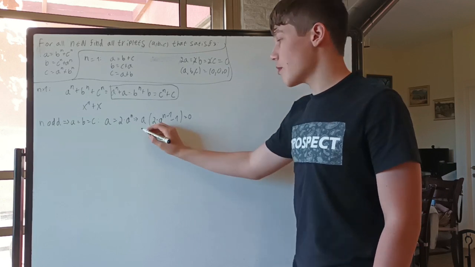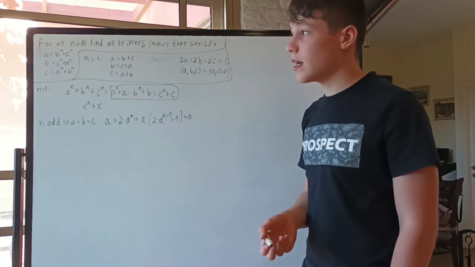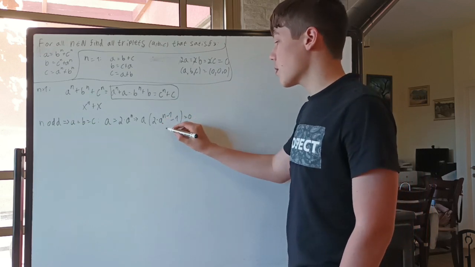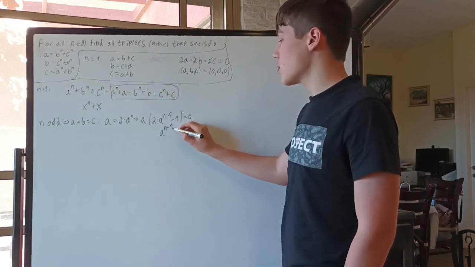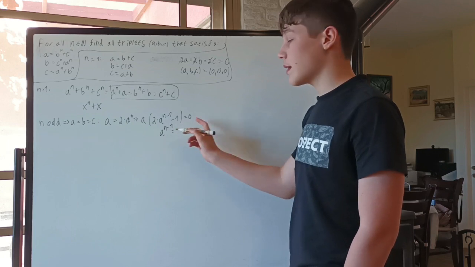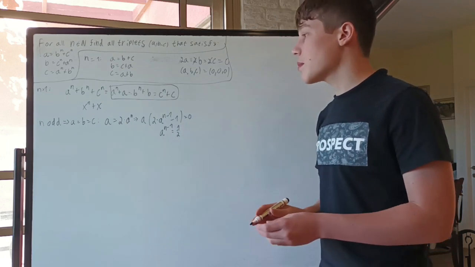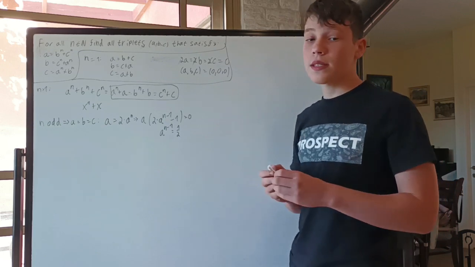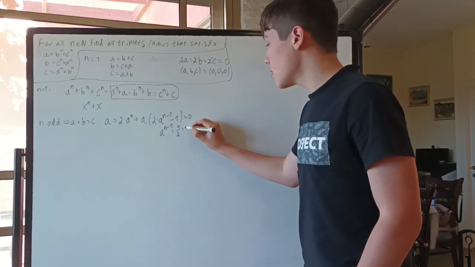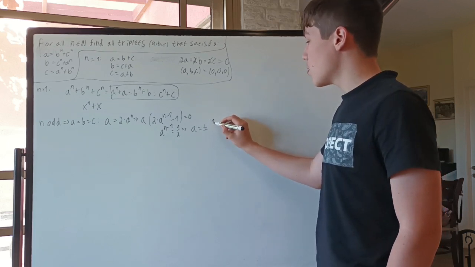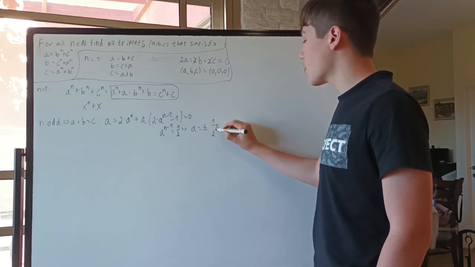So either a is 0, which is a trivial case where a, b, and c are all 0, or we have that this is 0. So 2 times a to the n minus 1 is 0, after adding 1 and dividing by 2, a to the n minus 1 is 1/2. And remember, since n is odd, n minus 1 is even, which means that a is plus or minus 1 over 2 to the 1 over n minus 1.